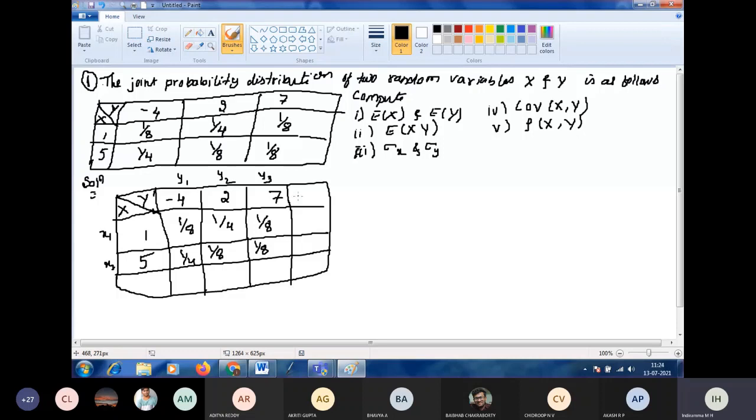So what is this marginal distribution? F of what? Yesterday I explained you, right? F of x, sum of the first row. Add the first row, 1 by 8 plus 1 by 4 plus 1 by 8. Take 8 as LCM, what will you get? 1 plus 2 plus 1, that is 4 by 8, that is 1 by 2, correct? Is it right, 1 by 2?